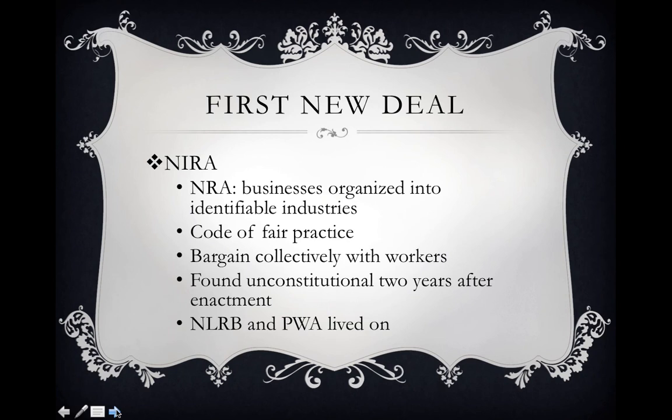So the industries were allowed to segment into subsectors. They came up with a code of fair practice that all of the businesses within that industry had to adhere to. It also allowed for collective bargaining for workers. So there was a labor element in this, and you should be aware of that labor element of the National Industrial Recovery Act. Also realize that this National Industrial Recovery Act was found unconstitutional after enactment. So I want you to make sure you realize that that's one element of the NIRA. Realize that parts of the NIRA lived on. The National Labor Relations Board lived on, and the Public Works Administration lived on. These were subparts of the National Industrial Recovery Act.